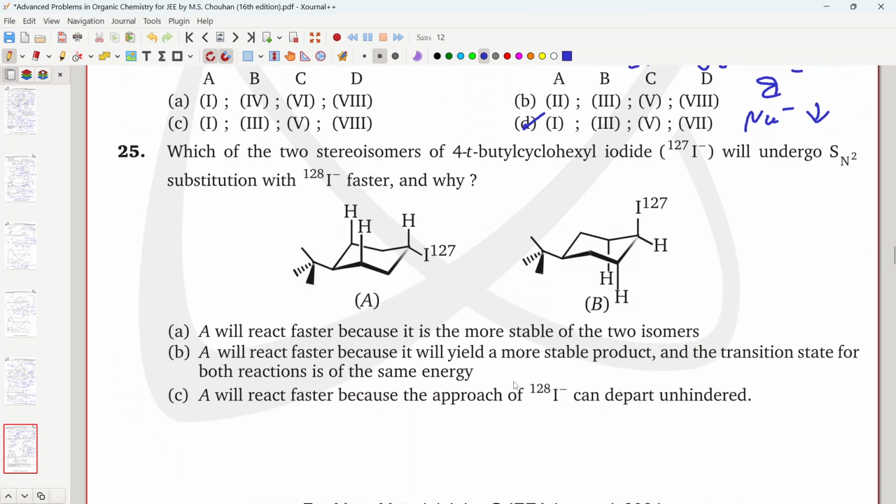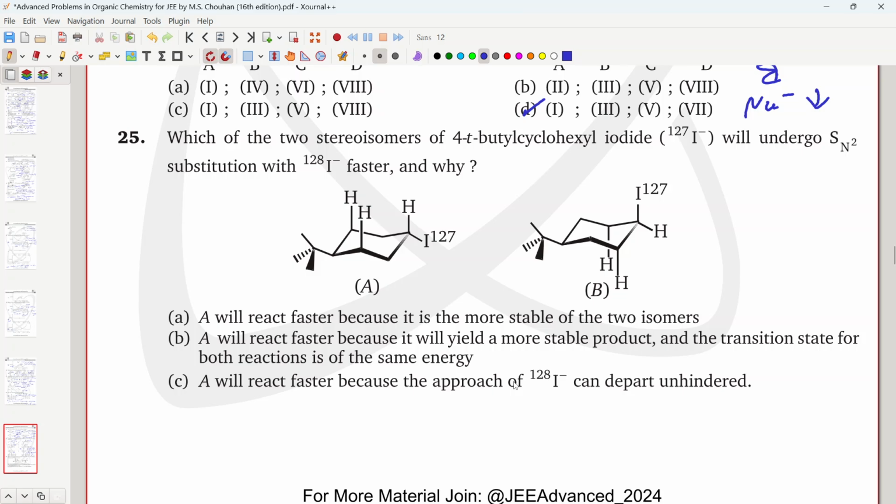Okay, question 25. Which one of the two stereoisomers of 4-butylcyclohexyl iodide will undergo SN2 substitution with radioactive I minus faster, and why? This is a famous axial versus equatorial halide question. For SN2, backside attack is needed. So for structure A, the backside attack is hindered by the ring framework. SN2 is slower.